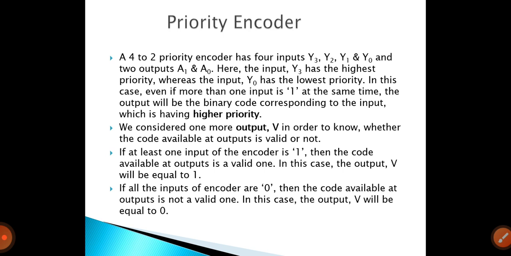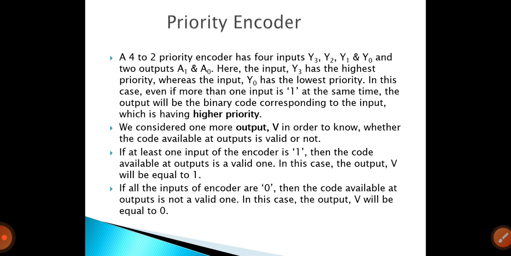If at least one input of the encoder is a 1, then the code available at the output is a valid one. In this case, the output V will be equal to 1. If all the inputs of the encoder are 0, then the code available at the outputs is not a valid one. In this case, the output V will be equal to 0.